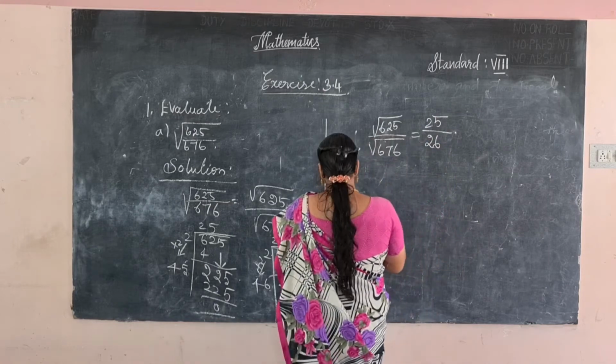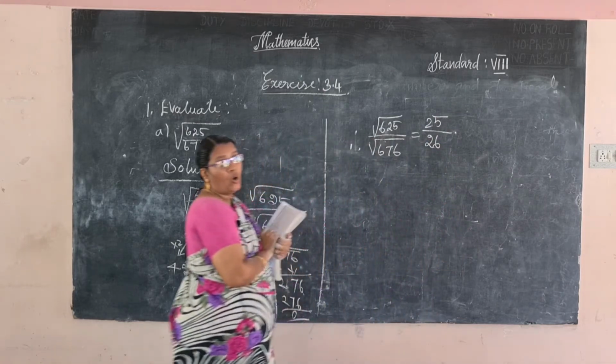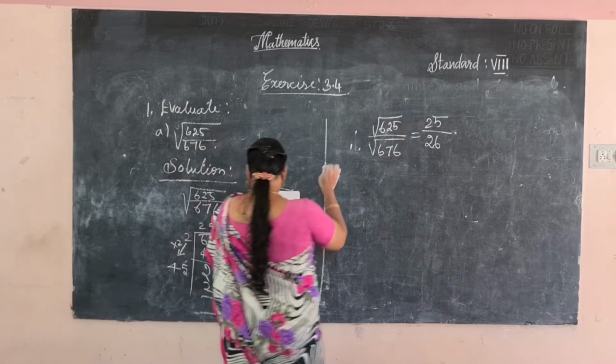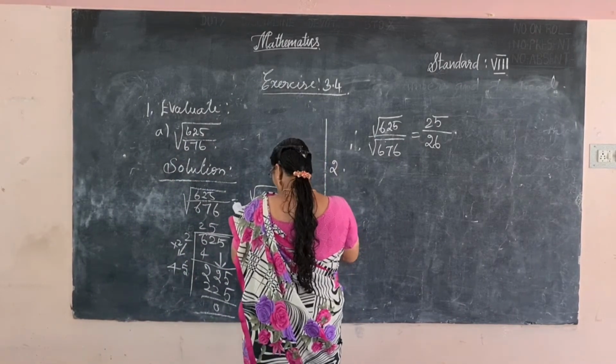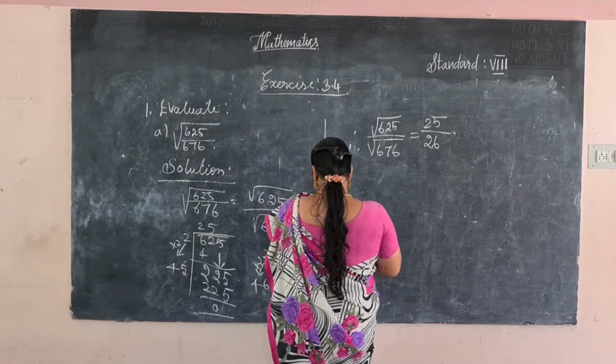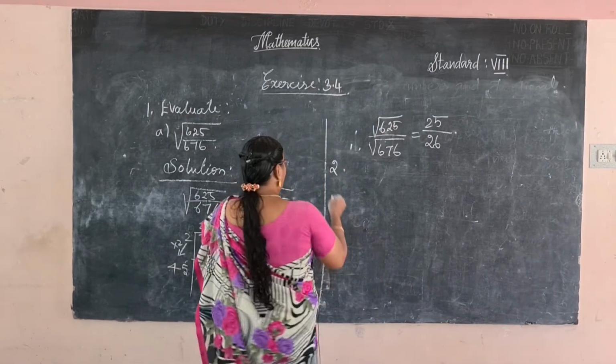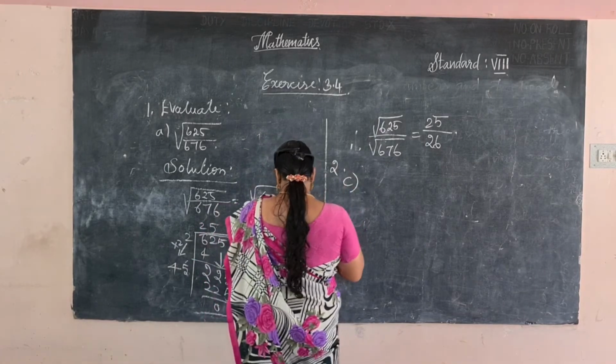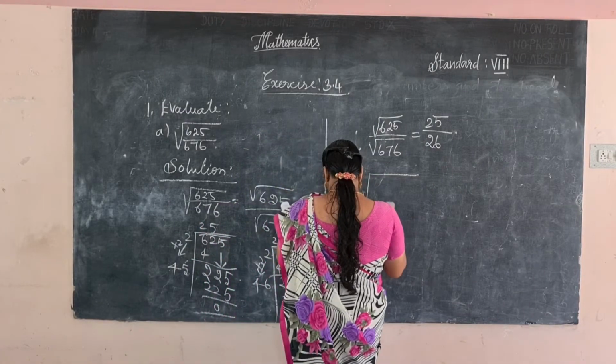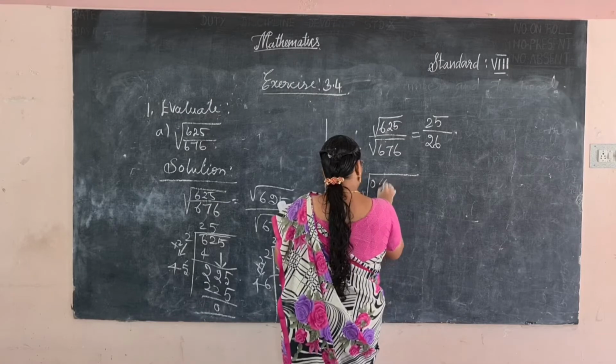That's it. Okay. So the remaining two problems are homework. B and C are the homework. Now move to the second problem. Evaluate. So A and B are the homework. Here also it is asking to evaluate, the same method. Okay. So the difficult problems I will do.